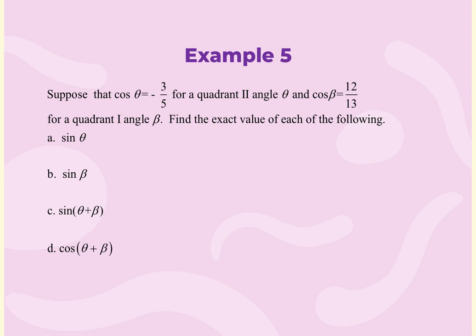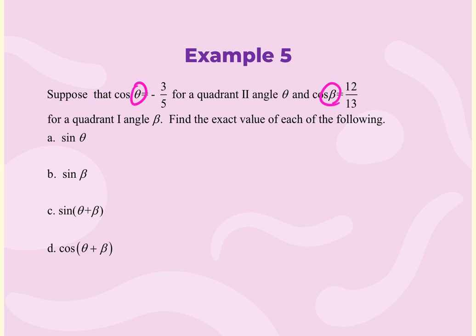So this one says, suppose that the cosine of theta equals negative 3/5 for a quadrant 2 angle, and cosine of beta, notice these are different variables. They're talking about different angles, different triangles. The cosine of beta is 12 over 13 for a quadrant 1 angle. Find the exact value of each of the following.